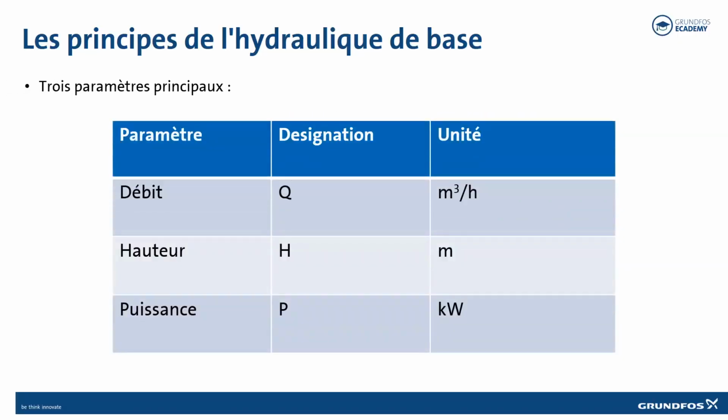Welcome to the topic task on basic hydraulics. Let's start with the fundamentals. Basically, there are three major parameters of interest when discussing hydraulics in water pumping systems: flow, head, and power, or Q, H, and P. Flow is measured in cubic meters per hour, head is measured in meters, and power in kilowatts.